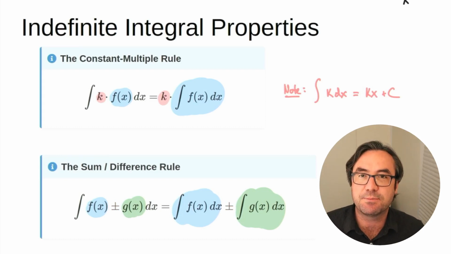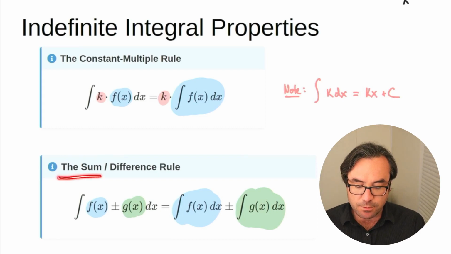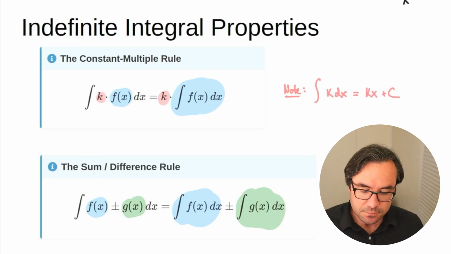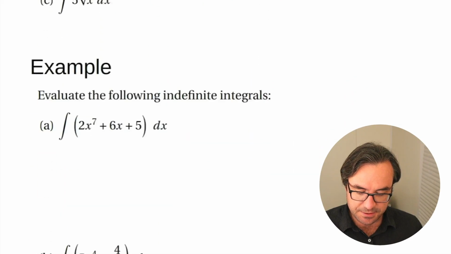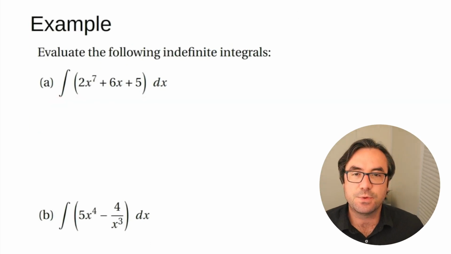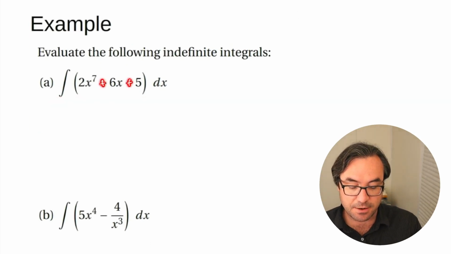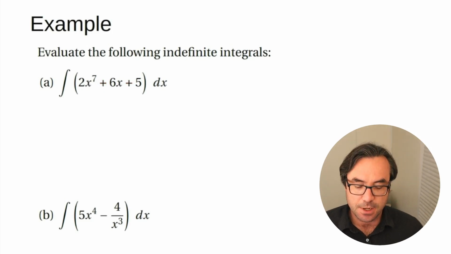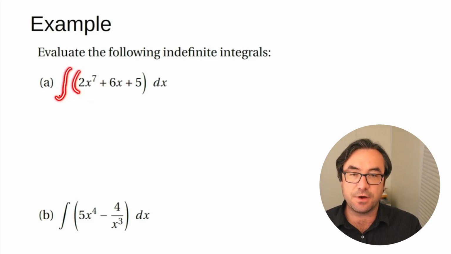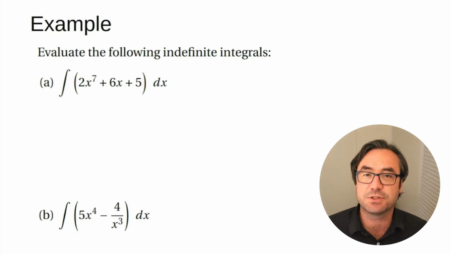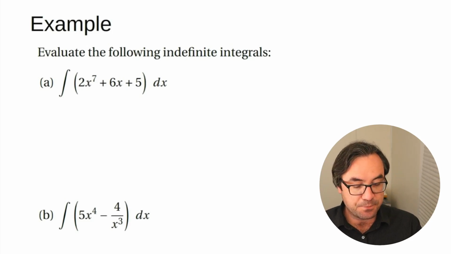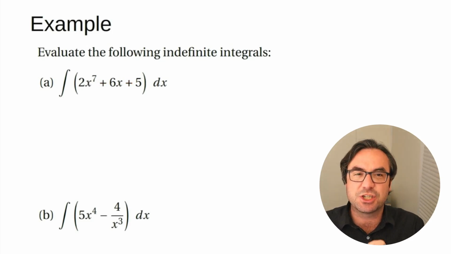So let's try an example to see how this works. And again, we don't normally show this specific rule explicitly in our work. We just do it. Let's look at part A here. We have the integral of the sum of three terms getting added together, and we want to find this integral. So we're finding the antiderivative of this entire function, 2x raised to the power 7 plus 6x plus 5.